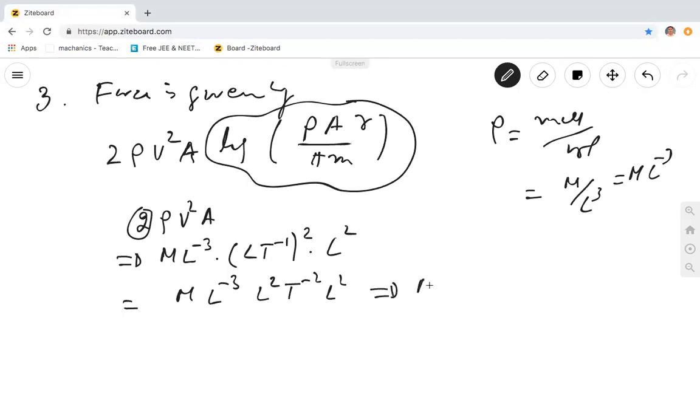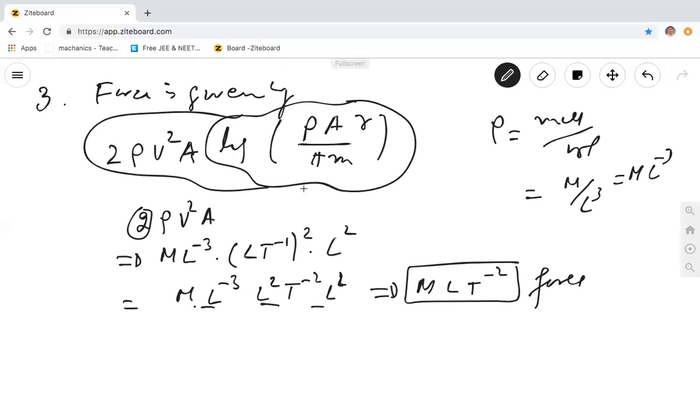This is M, L minus 3, and L to the power 4. So that will become M L T minus 2, the same as force. So this is the equation which can represent force. That was the third question. You do it twice at your own places and practice with this question.